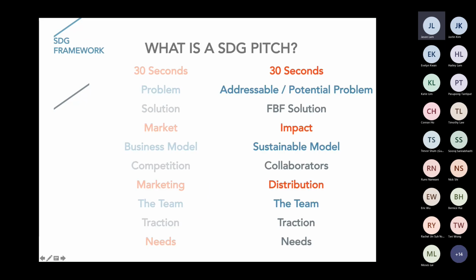And then competition, again, it's not always about eliminating competitors, it's about finding your collaborators. Then marketing, team, traction and needs: measuring what it is that you're doing, and basically the people that are actually needed to drive the initiatives.